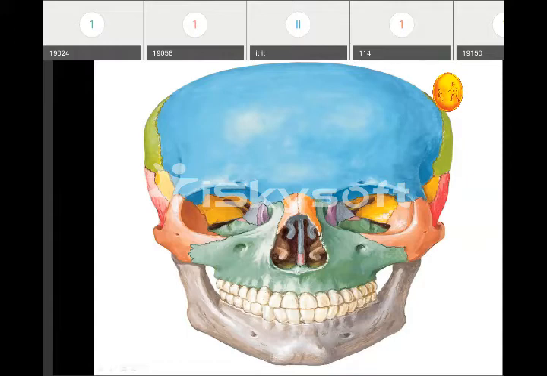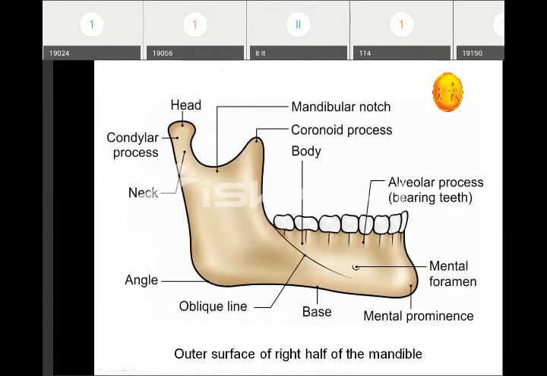The outer surface shows the symphysis menti in the middle. The lowermost triangular portion is known as the mental protuberance. Its inferior lateral angles are known as the mental tubercles. Just in the middle, there is one foramen which is known as the mental foramen, and there is one line which is known as the oblique line. That is about the outer surface.